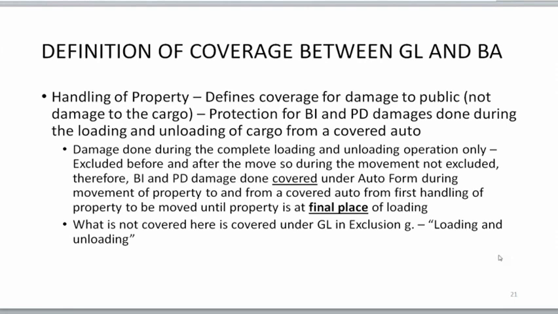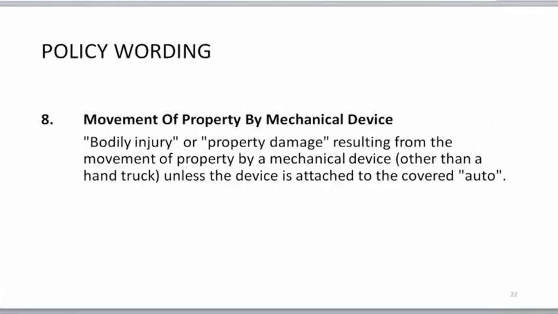And then if what's excluded here is covered under exclusion G, or not excluded under exclusion G in the GL, in the loading and unloading. The key part is the final place of loading and unloading. So we also have the exclusion, movement of property by mechanical device. Bodily injury or property damage resulting from the movement of property by mechanical device is excluded, unless it's a hand truck, or unless the device is attached to the covered auto.